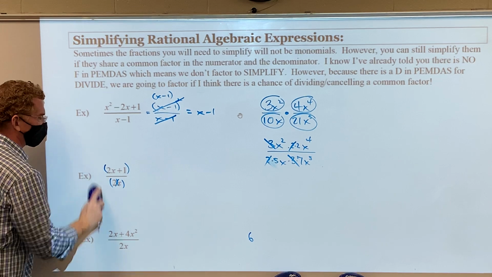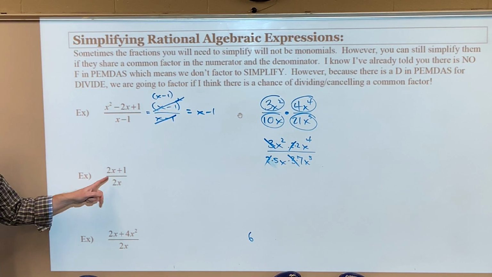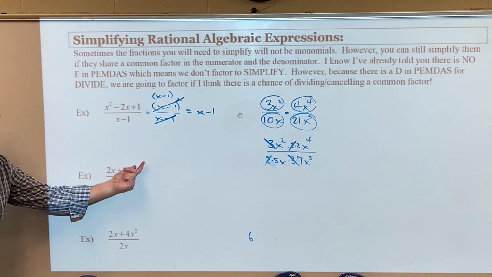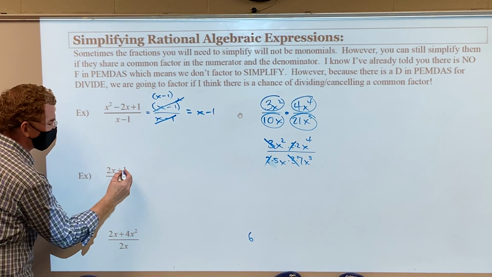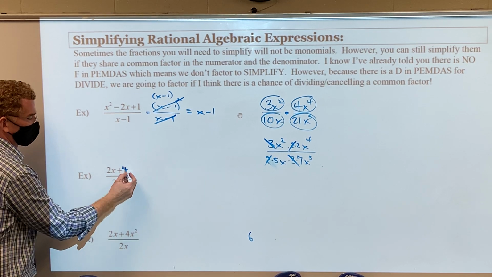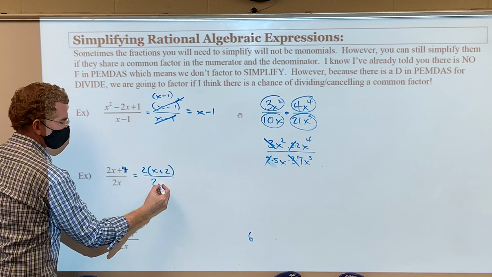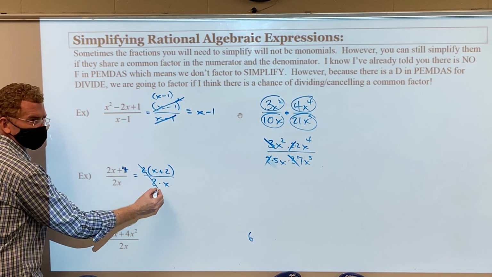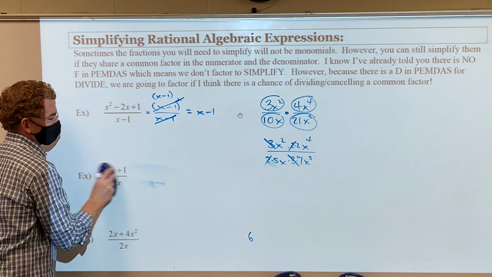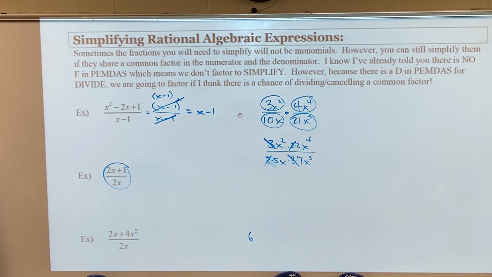Right here, can I do anything to this at all? No. Now, if that was a 2x plus 4, and I could factor a 2 out at the top and then cancel the 2 out, because this is 2 times and that's 2 times, yes, you could, but it's not. So I can't, so I'm done with this. This is as simple as I can get it.